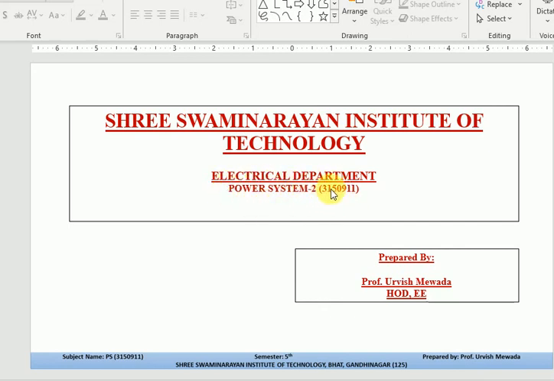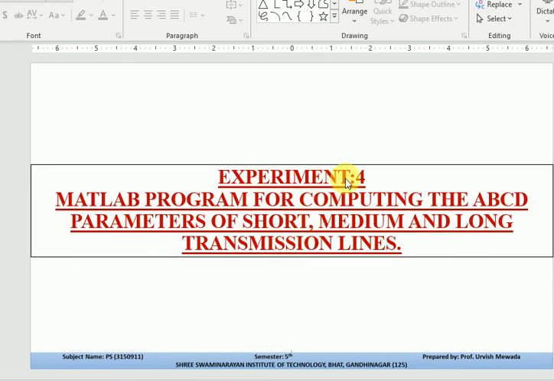So this is our fourth experiment. Before this we performed three experiments. In experiment number 1, we performed the MATLAB programming for computing the voltage regulation corresponding to the power factor for the short transmission line. Then in experiment number 2, we checked the performance of the medium transmission line, means voltage regulation corresponding to the power factor for the medium transmission line. And then we discussed the voltage regulation corresponding to the power factor for the long transmission line.